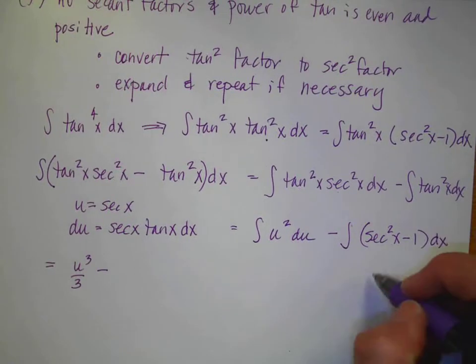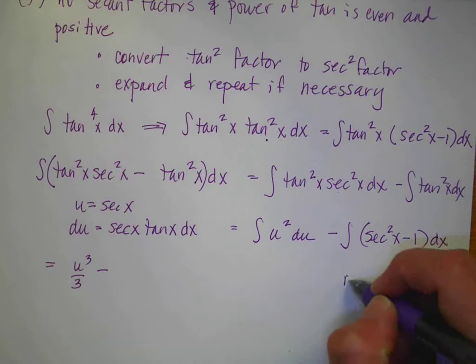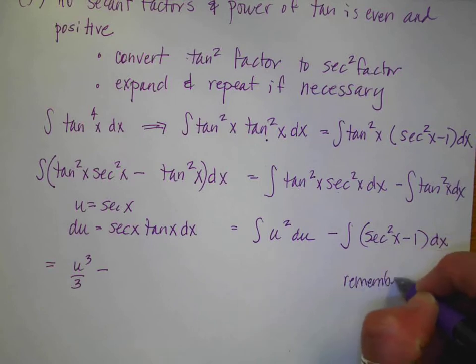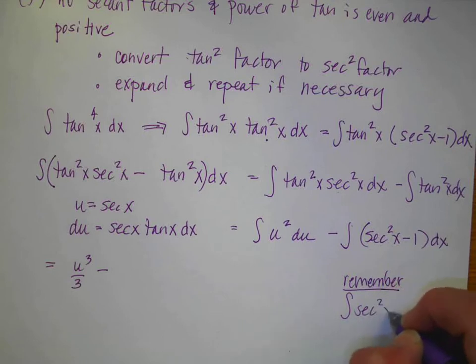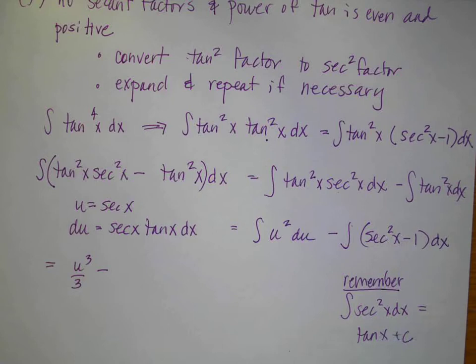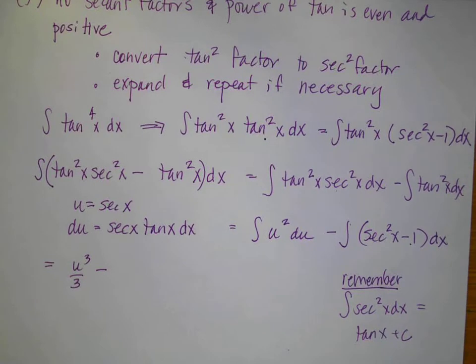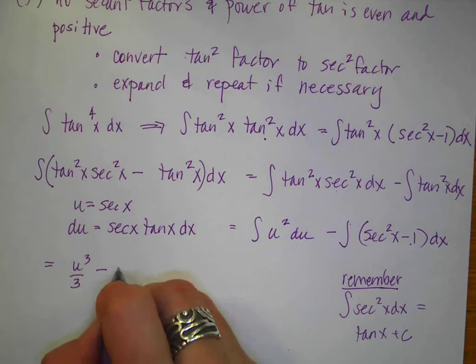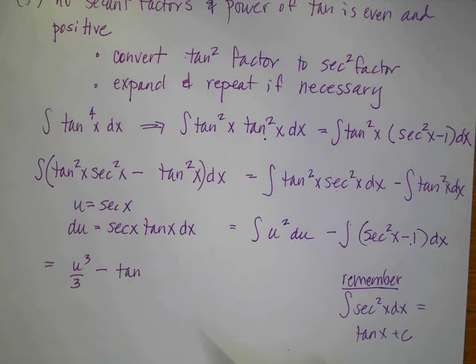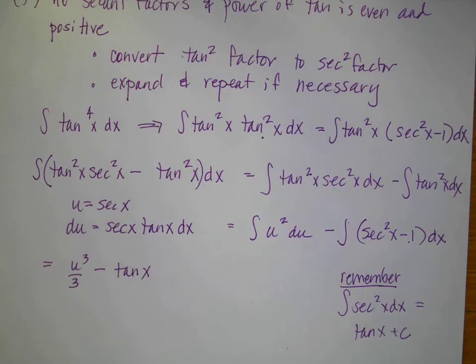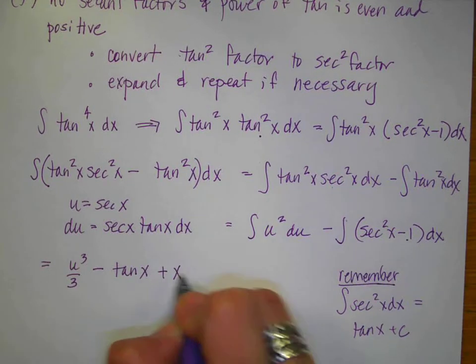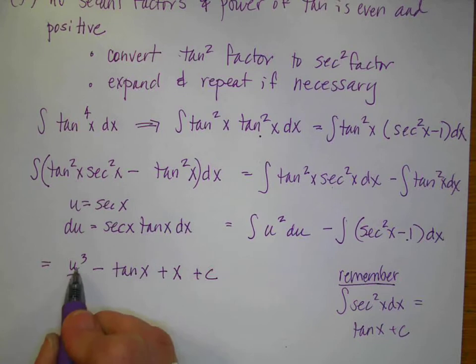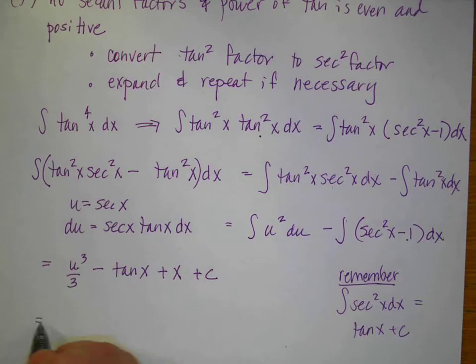Sorry, brain and mouth aren't working at the same speed. But if you remember, if I have the integral of secant squared x dx, this is just the tangent of x plus c. So then this is easy to integrate. So then it's going to be minus the tangent of x, and then the integral of a negative 1 is going to be plus x, and then of course I'm going to have a c.